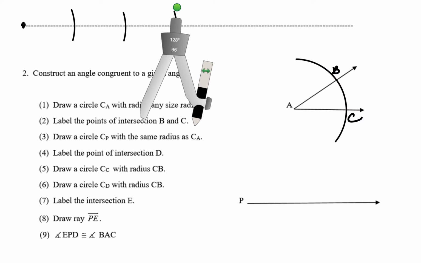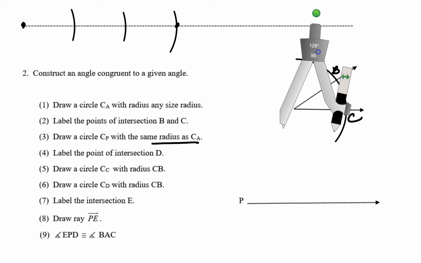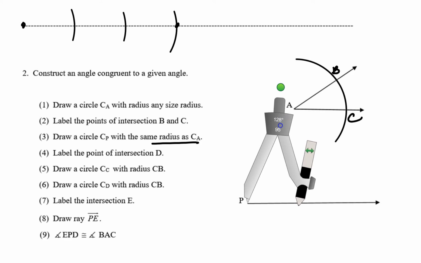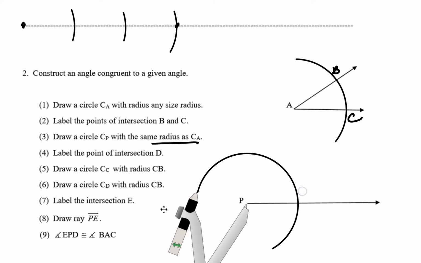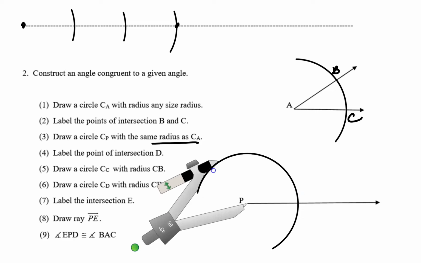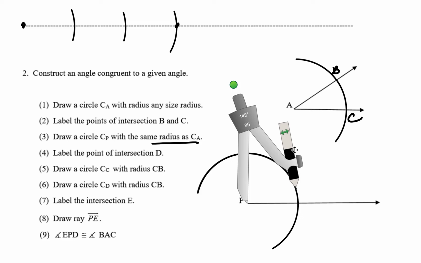And then what we're going to do is draw a circle CP with the same radius as CA. So picking up my compass again, now notice I haven't changed the measurement. I'm going to put it back at P. And I'm going to then construct a circle, or a pretty big arc really. Like that. I'm going to label the point of intersection between the circle and the line as D.